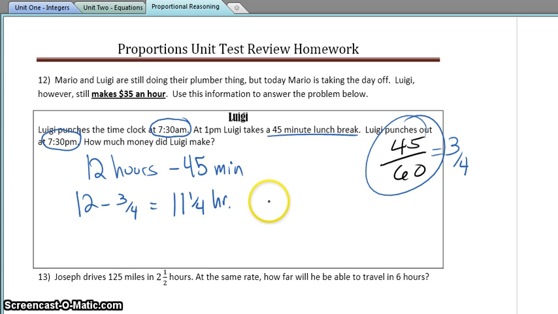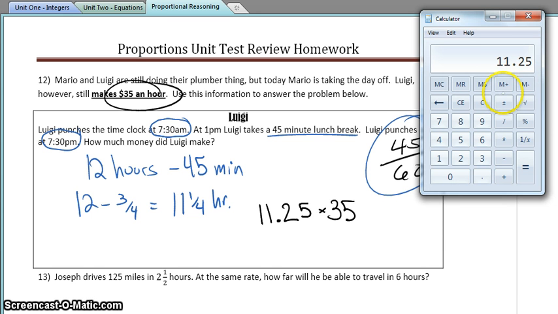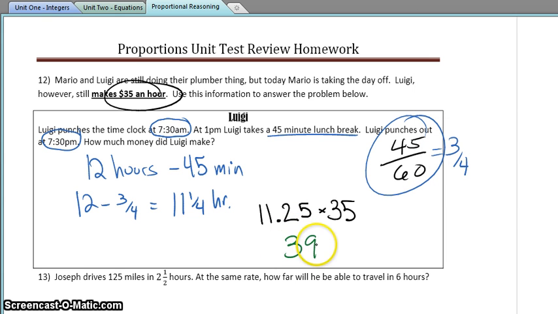Great. So knowing that I'm going to put this in a calculator, 11 1/4 is the same thing as 11.25. Let's multiply that by his $35 that he makes per hour. And let's put it in green because it's money. Use your calculator. 11.25 times 35 equals $393.75. Please, units are important. Put that in green because it's money. All right. Let's keep going here.